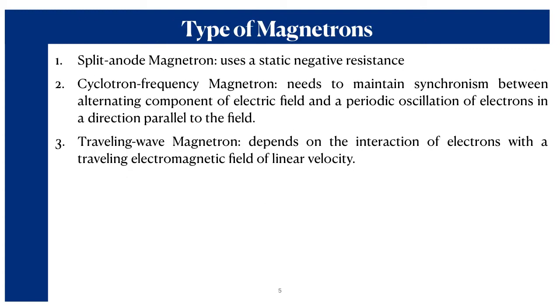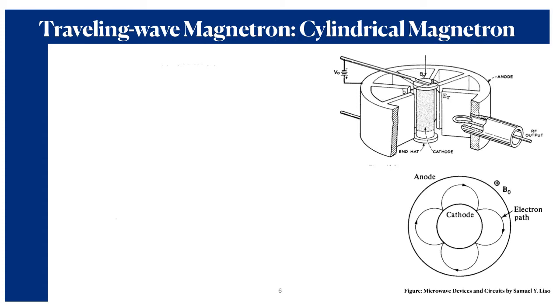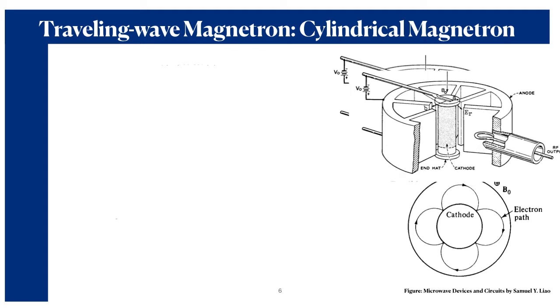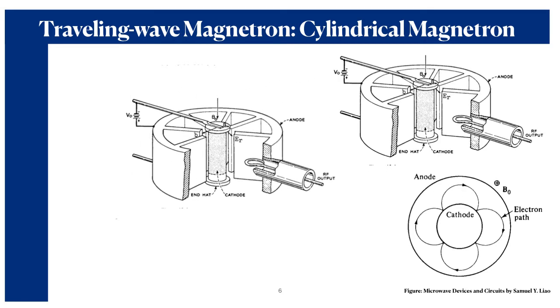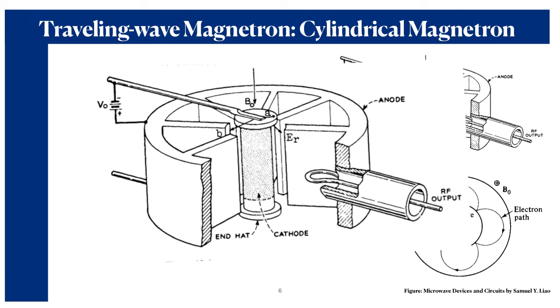Three basic types of magnetrons that I have listed over here are the split anode magnetron, the cyclotron frequency magnetron, and the last one that I will discuss in this lecture, the traveling wave magnetron. And these traveling wave magnetrons are either called traveling wave magnetrons or simply magnetrons. The schematic of the traveling wave magnetron, which is also called the cylindrical magnetron, is presented in this slide.